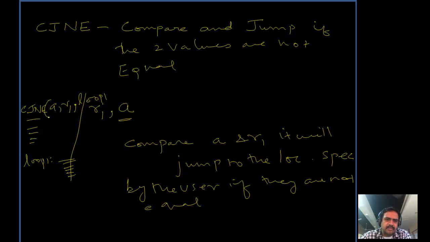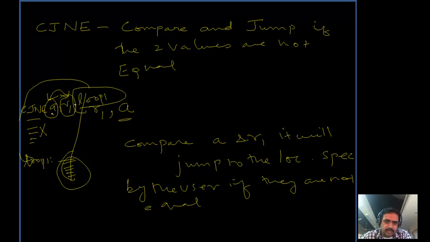So what will happen is it will compare A and R1. If they are not equal, it will jump only if they are not equal to the location loop 1 specified by me and execute these instructions. These instructions will not be executed. On the other hand, if by chance they are equal, it will not jump to this location, it will continue doing the execution that follows this instruction. Is that clear? Understood? So this is CJNE, compare and jump if not equal.